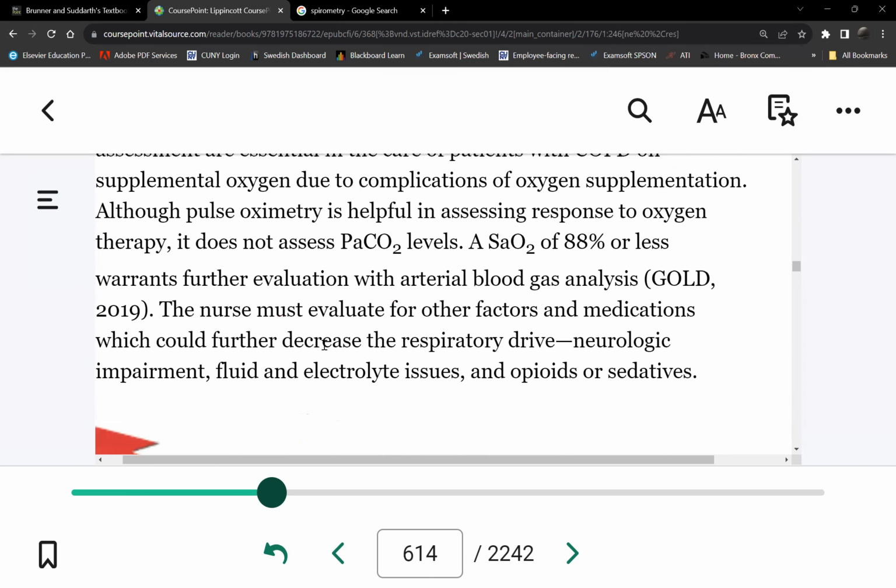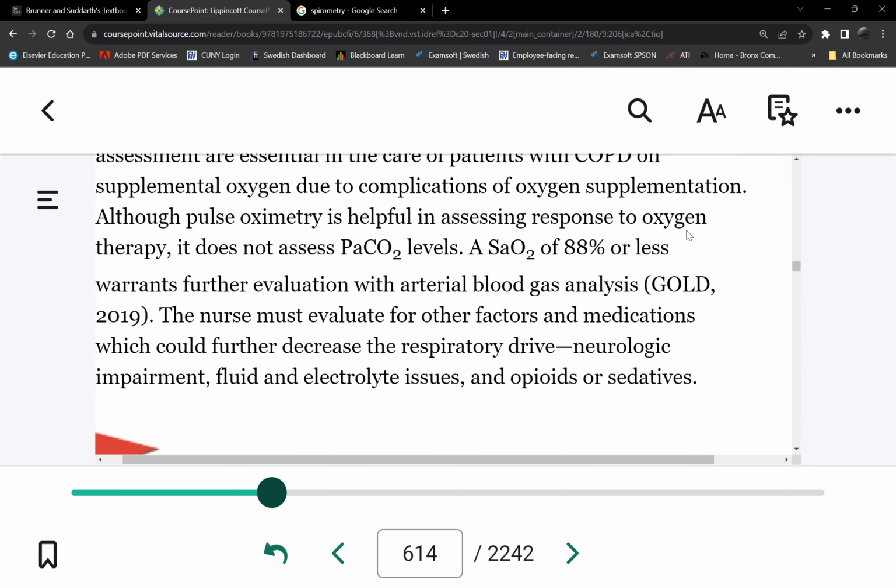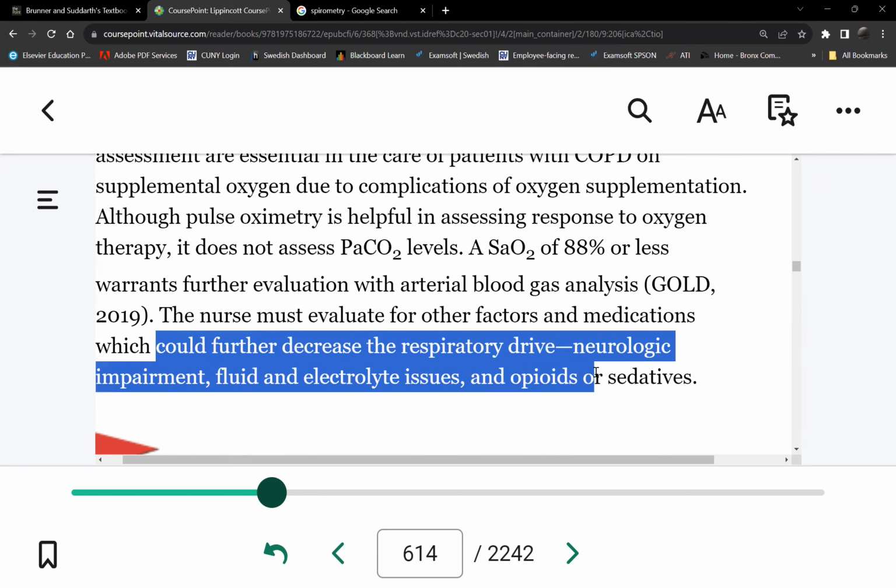So here again is the reason why we don't want to give too much oxygen. It will cause what? Okay, you will depress or decrease the respiratory drive, and then these patients will eventually stop breathing if you give too much oxygen. Are we clear? Any question about COPD and oxygen administration? Okay.